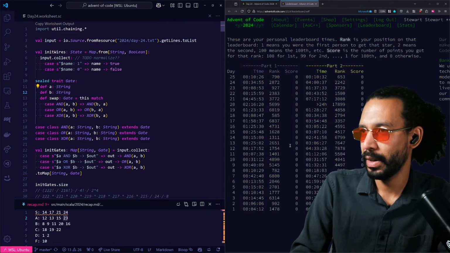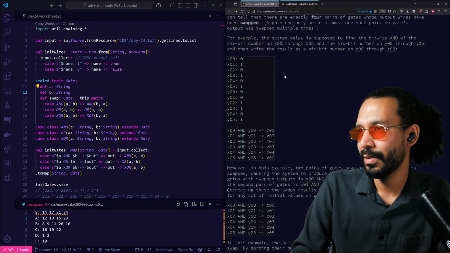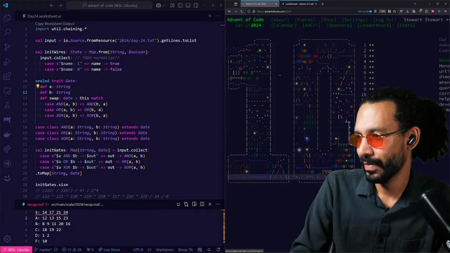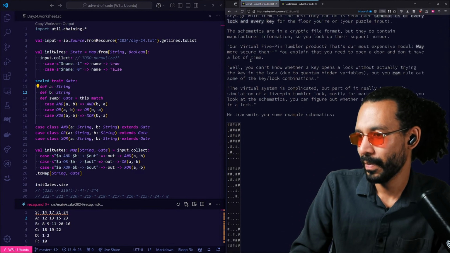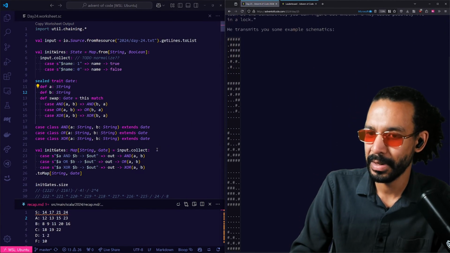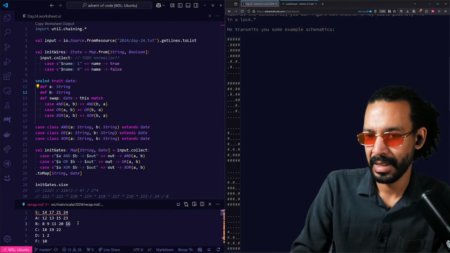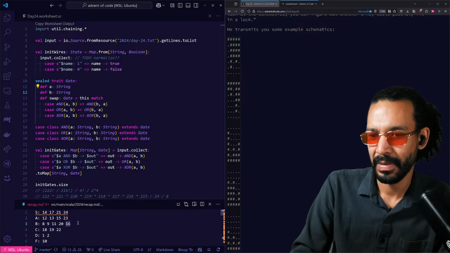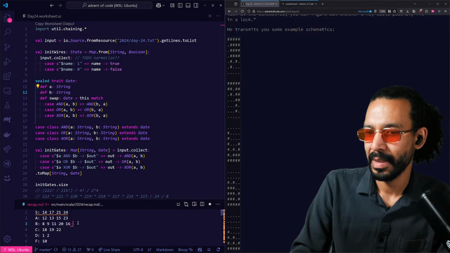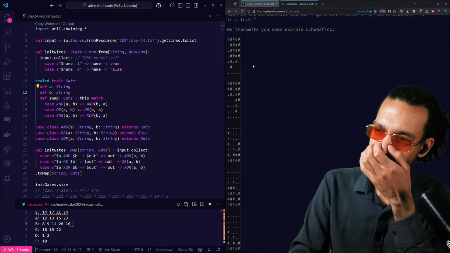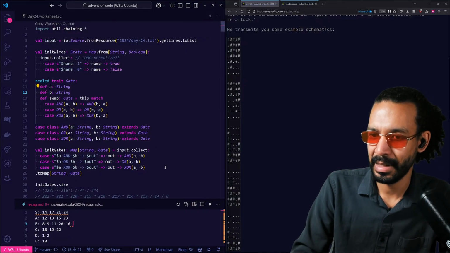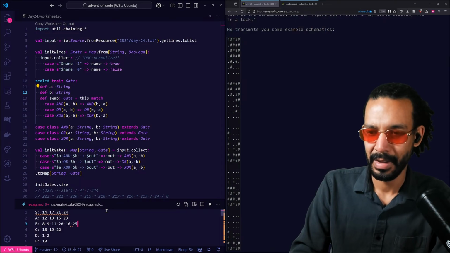And day 25. I've already forgotten what day 25 was. Oh yeah, okay, super straightforward. I'm gonna put this in B. I mean, it's easy, but I think it's a fun concept, thinking about the keys and parsing them and whatnot.